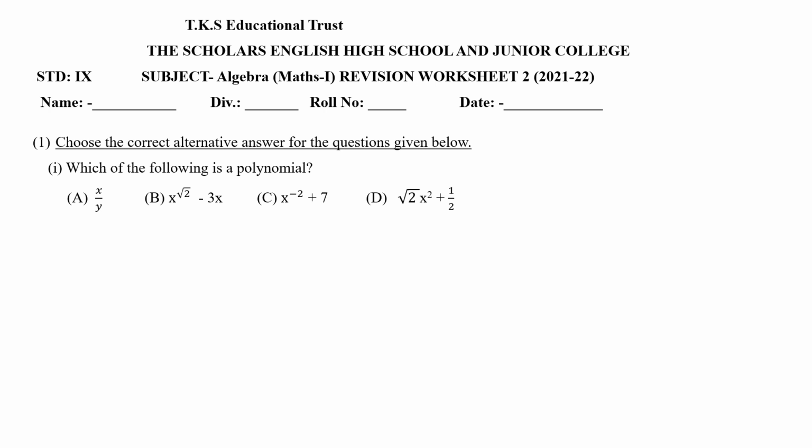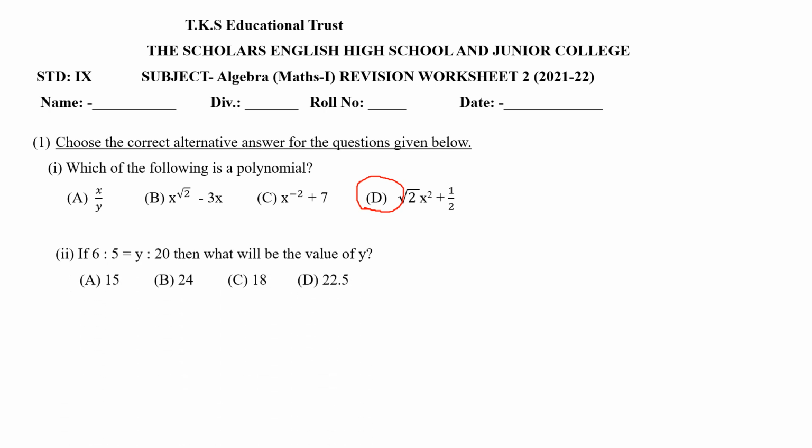So now if you see option A, it is x upon y. So y, if you take it up, it will become negative. Here already it is in root, it is negative, and here it is a whole number, that is x square. So option D is the correct answer. Circle this. Okay. Now next question.